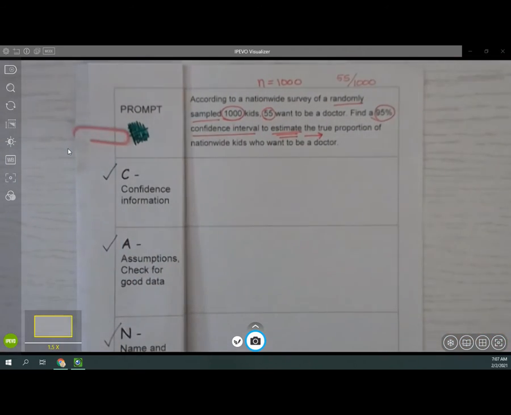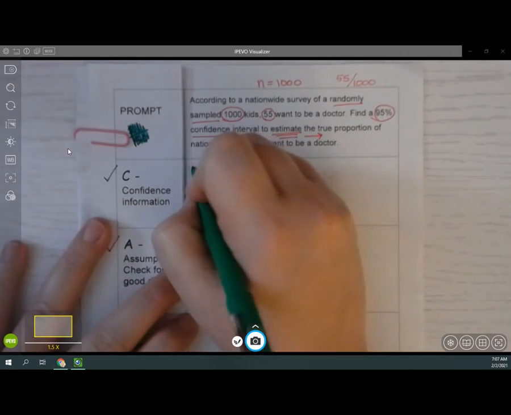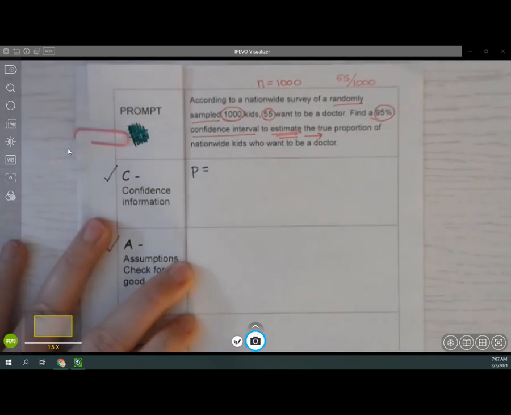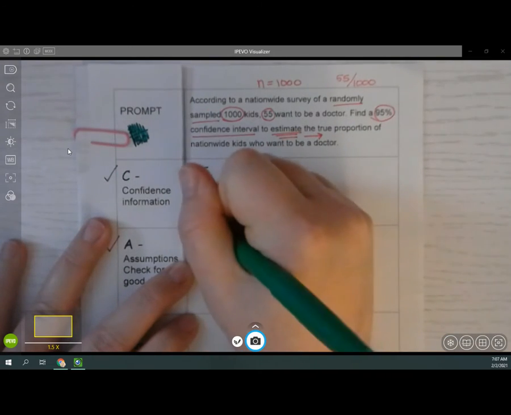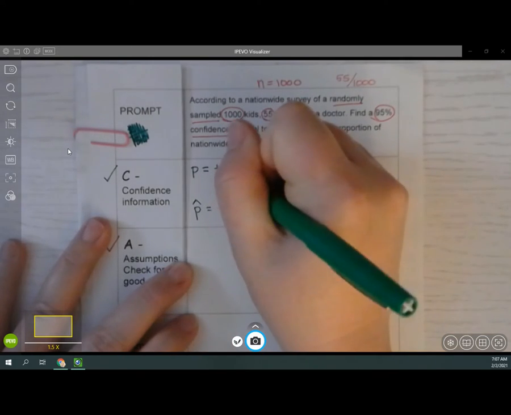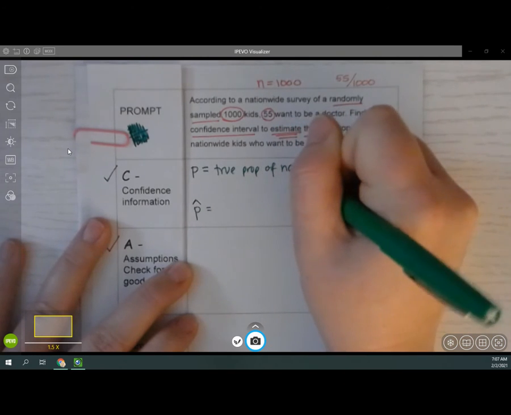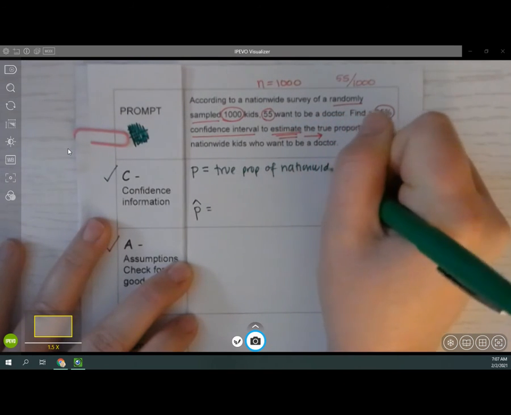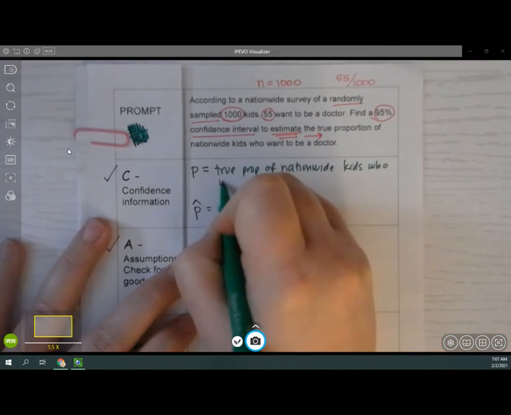So when we talk about a formal setup of a confidence interval, the first thing we want to talk about is what do we know about the confidence information? So what do we know about the population parameter? What are we trying to estimate? And what do we know for sure? We are estimating the true proportion of nationwide kids who want to be a doctor.